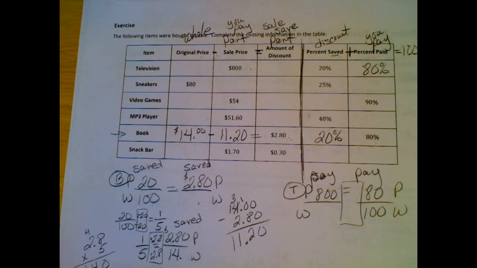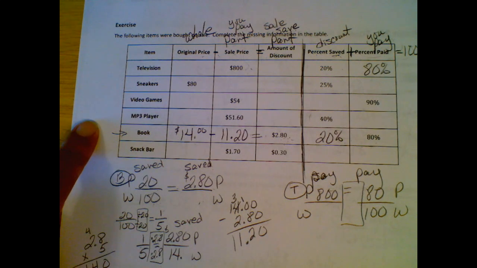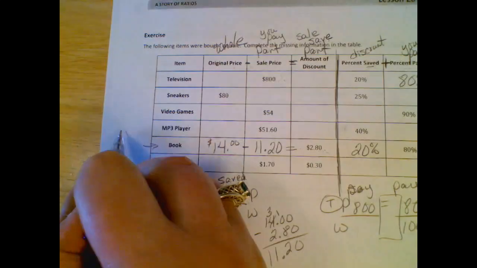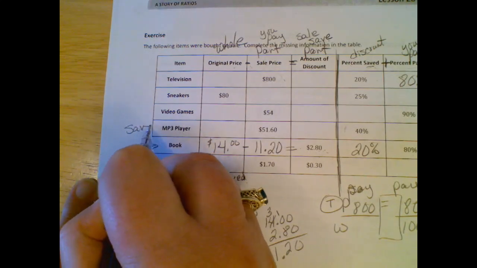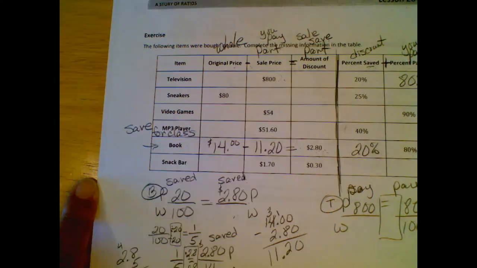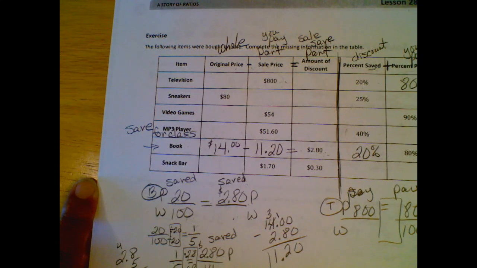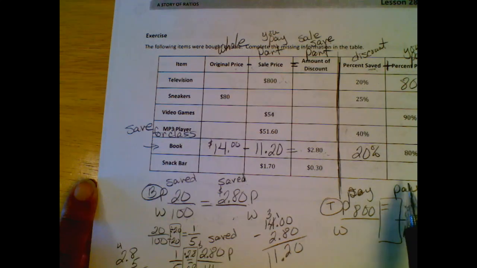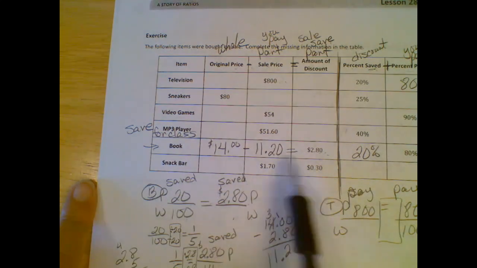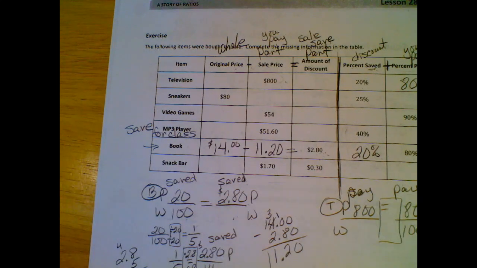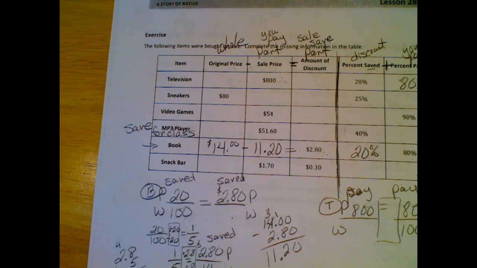Okay. We are going to do the MP3 player in class. So right over here, save for class. The MP3 player is even more involved. So save that one for class. Snack bar, y'all have to go through this to find the price, to find the percent. But we'll talk about that in class as well.